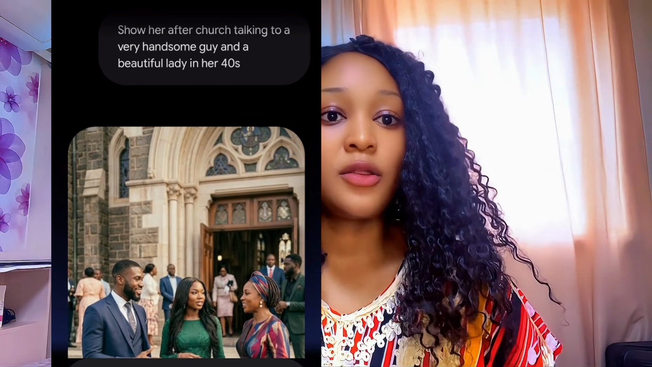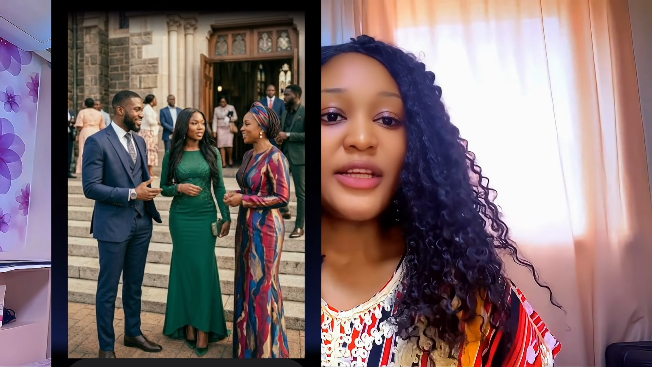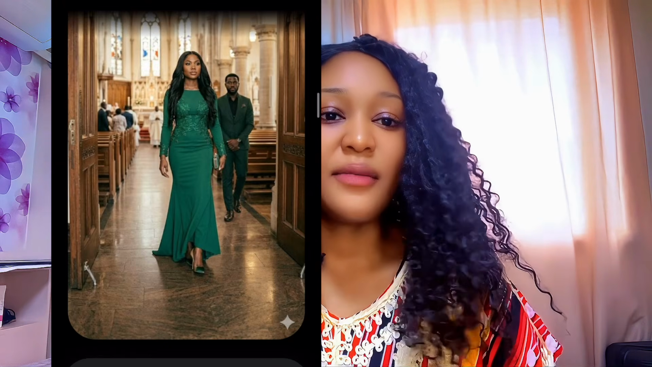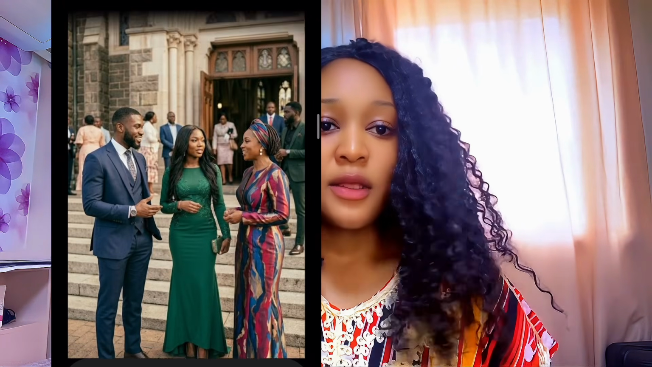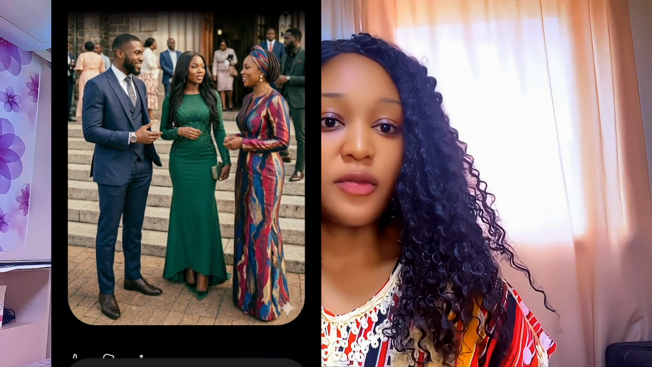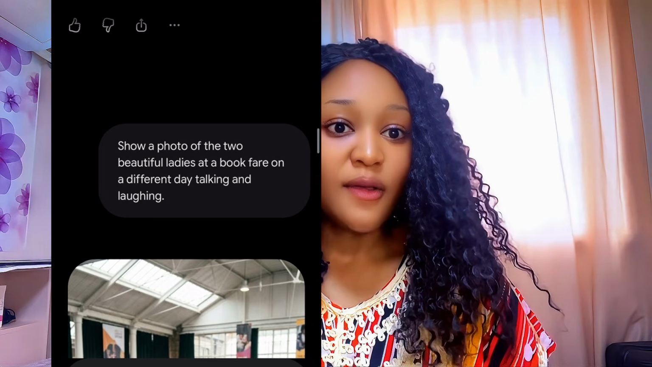Next, show her after church talking to a very handsome guy and a beautiful lady in her 40s. You can see them talking, still the same dress, still out of the church, and you see that she's talking with this lady and the guy. It gave me the same consistent character and the same body shape.